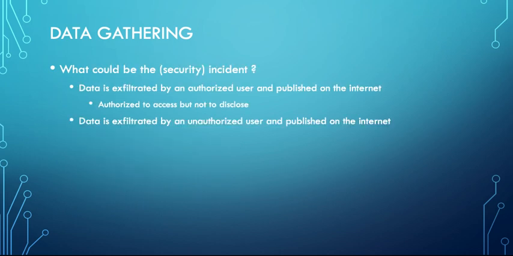What could be the security incident? So for example, we're going to have data which is exfiltrated by an authorized user and published on the internet. So the user is authorized to access the data but not to disclose it, but still this could be considered a data breach. And also data is exfiltrated by an unauthorized user who publishes the information on the internet or keeps the information for themselves, to sell it, for example.